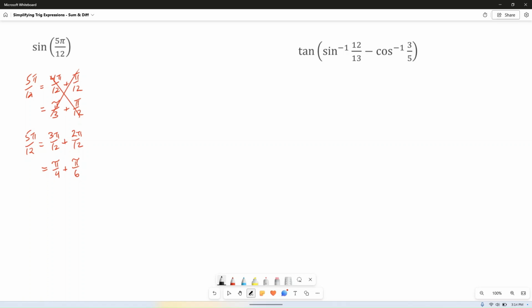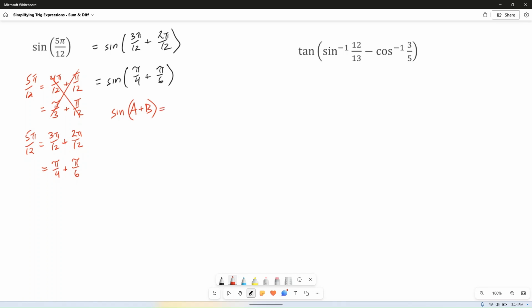We have sine of 5 pi over 12. I'm going to rewrite that as the sine of 3 pi over 12 plus 2 pi over 12. Again, both of those fractions are inside the same sine. We didn't separate it into two sines. And then we can go ahead and simplify that. This will become equal to the sine of pi over 4, that came from the 3 pi over 12, plus pi over 6, that came from the 2 pi over 12. So this is now in the form of sine of A plus B.